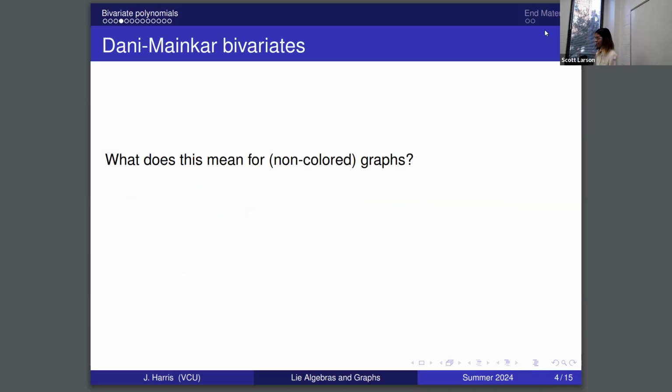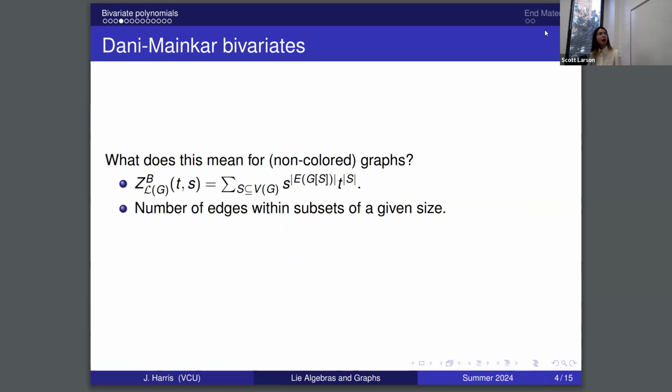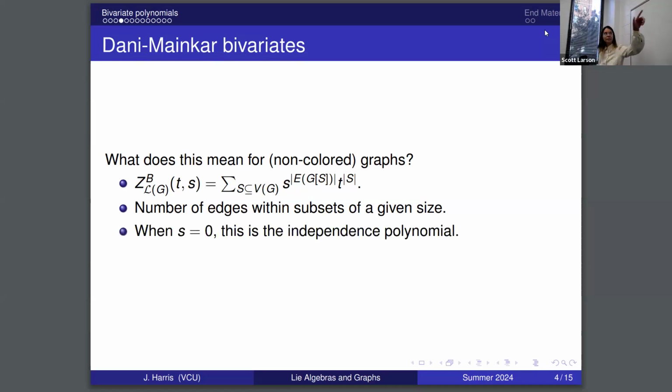So what does this actually mean? We've defined this polynomial, but does it actually mean anything, especially in regards to graphs? If we take the simple graphs, so not from the DeCoste-DeMayer construction, just the Dani-Mainkar graphs, we find that it's going to give us this polynomial, which is almost like the independence polynomial. In fact, if you let s equal 0, I don't want the s term, this is the independence polynomial.